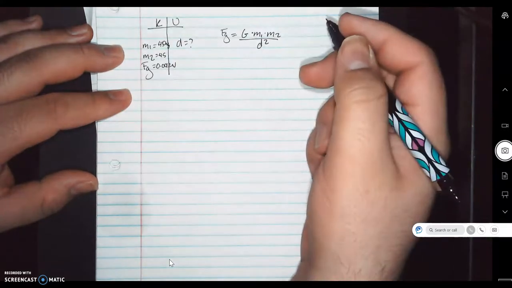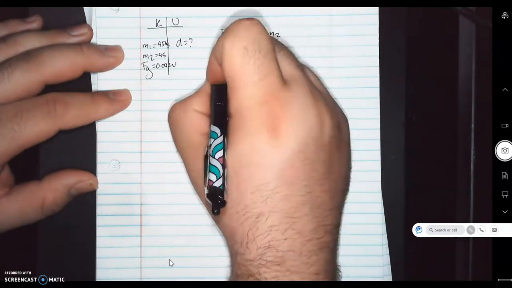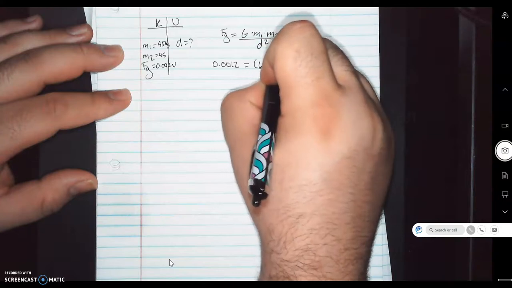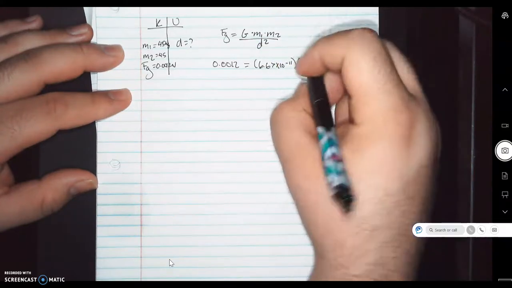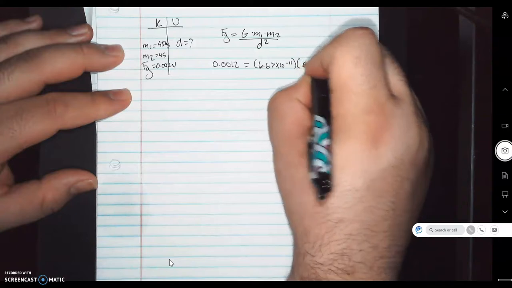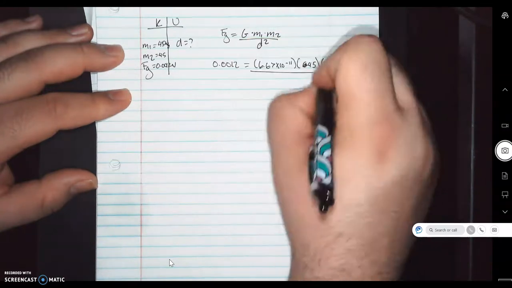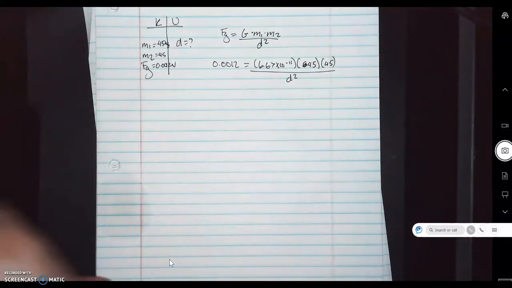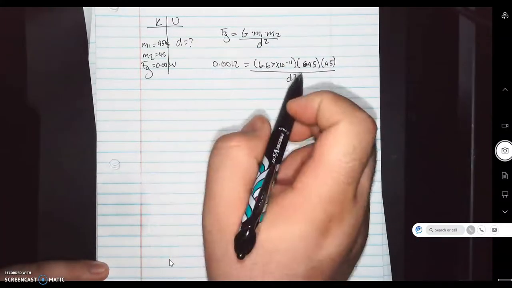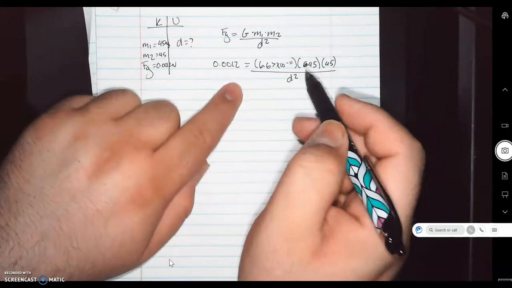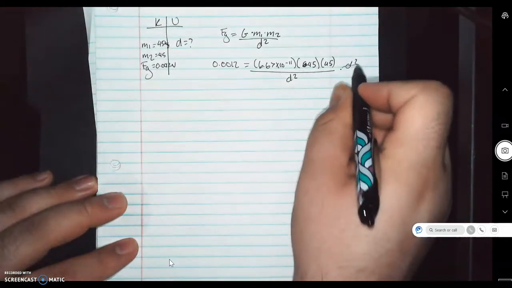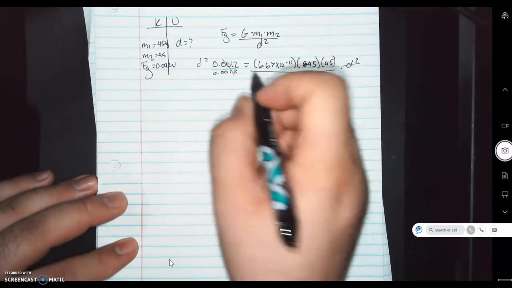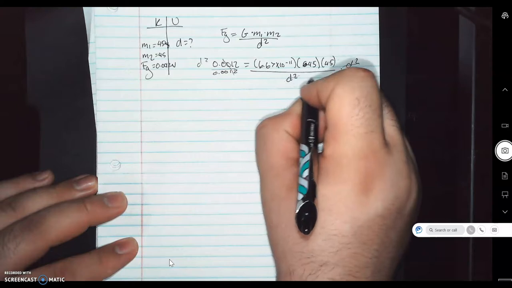So just plugging in our knowns into this equation, you get 0.0012 is equal to 6.67 times 10 to the negative 11th times m1, which is 45, times m2, which is 45, divided by d squared. So solving this out, you could do multiple ways to solve this. What I'm going to do is, because these two are kitty corner from each other, you can actually flip these two terms. So the process would be to multiply d squared to the other side, and then in the same step, you would divide 0.0012 to both sides.